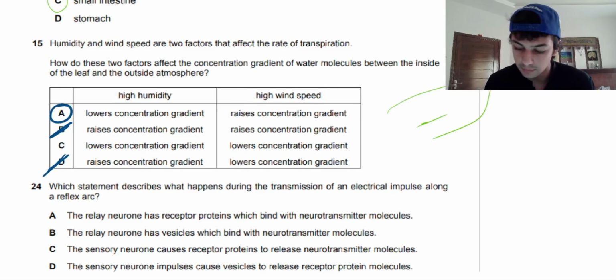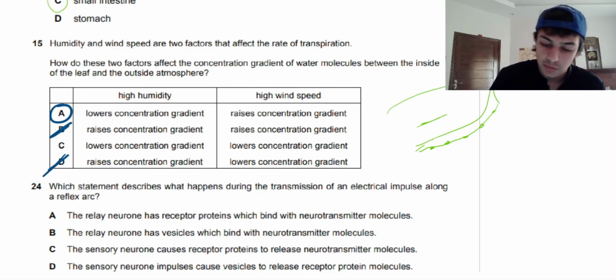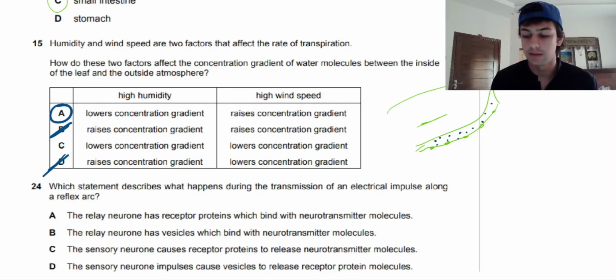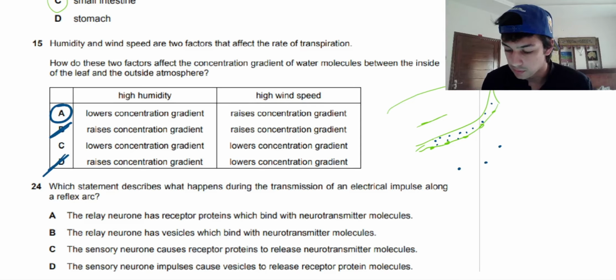Let's say we have a leaf over here, and in this leaf the bottom layer has stomata obviously. Let's say these are stomata. Okay, so there's water inside as well. Let's say these are water molecules. See, inside the thickness of the leaf, basically the layers and structures of the leaf, there is water. Outside we will also have water vapor, that's also water.